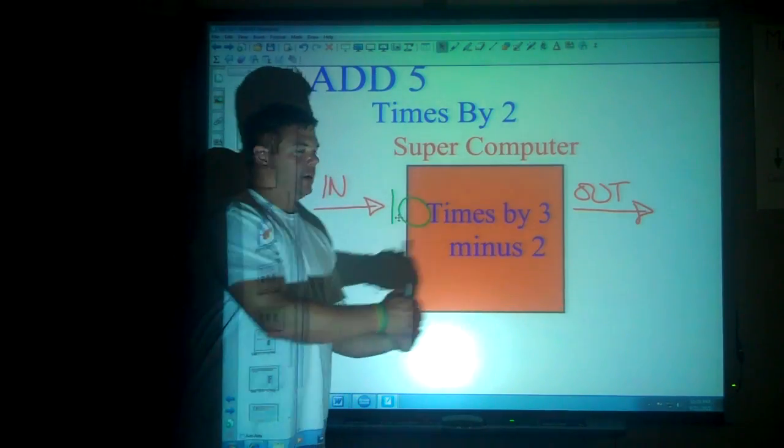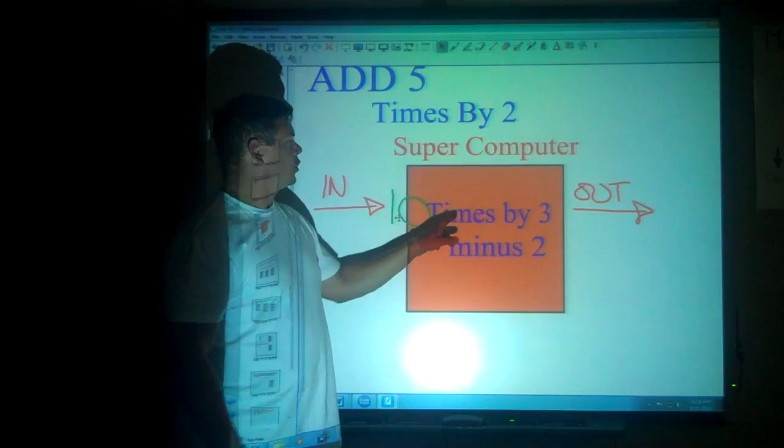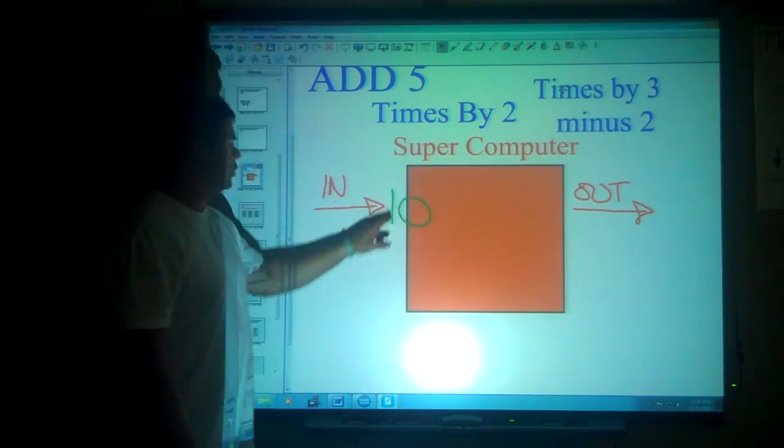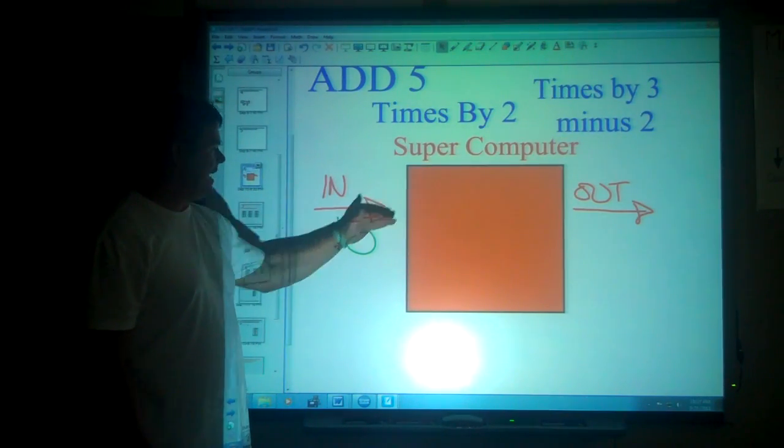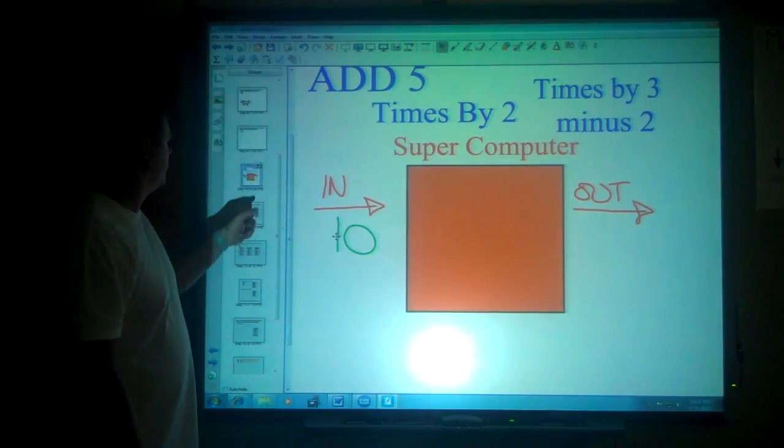So I get an output. Numbers go in, math takes place, out pops an answer. So the rules can change. It all depends on what rule you have, but you're going to stick numbers in, something will happen. A rule will be applied, and then you'll get a number out.